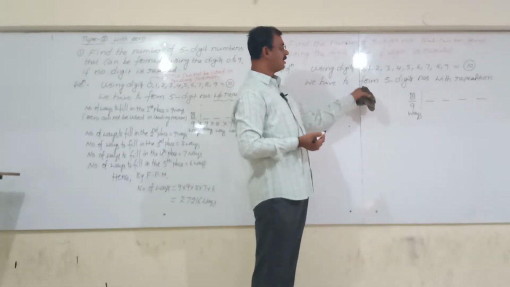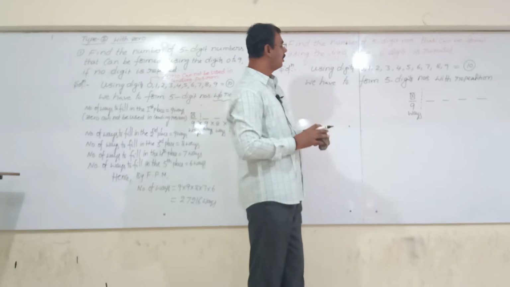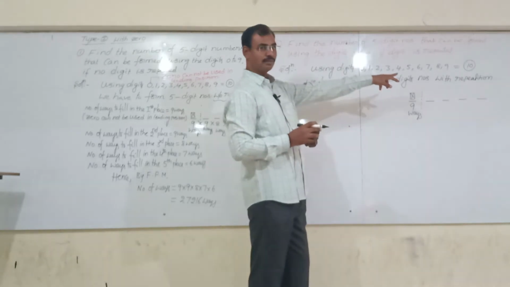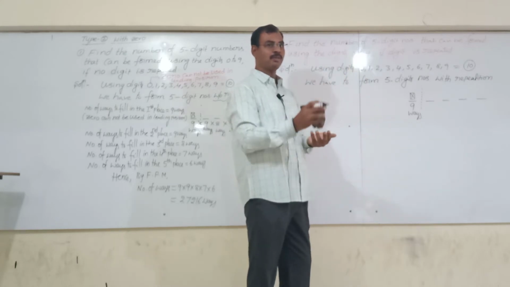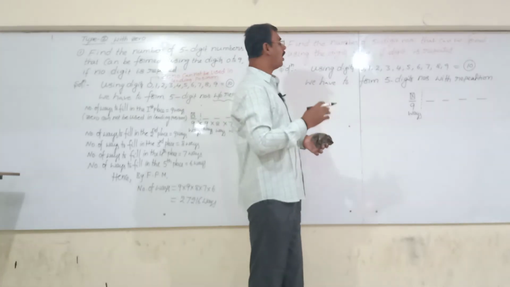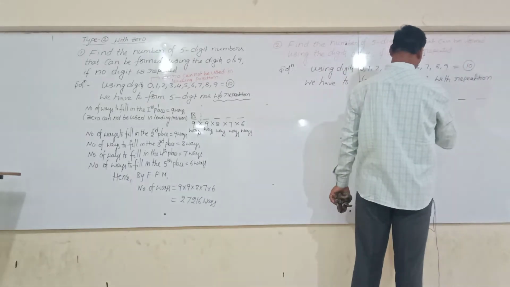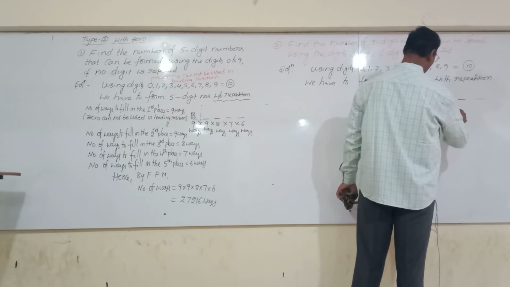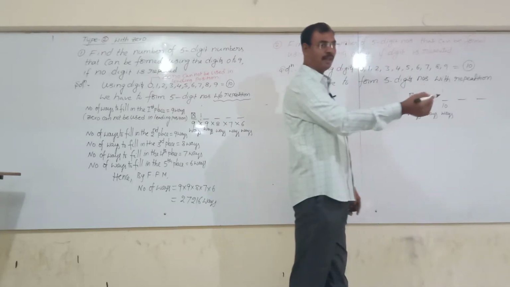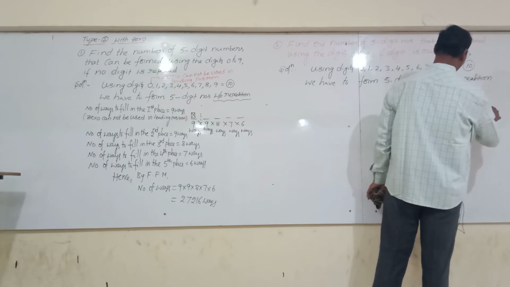Then, how many digits do I have? Since repetition is allowed, it means we can reuse the same numbers. So the total number of digits, how many are there? 10 digits. So how many ways could I fill in the next position? 10 ways, since repetition is allowed. The next place also 10 ways. Why? Because from the second place onwards 0 is allowed. So this is also filled in 10 ways, and this is also filled in 10 ways.